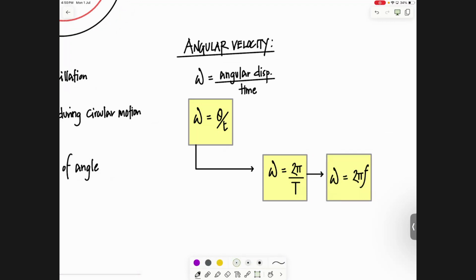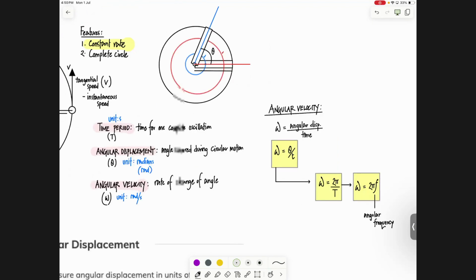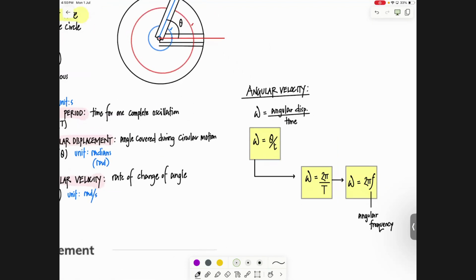This frequency is called angular frequency. Yeah, no, RPS, rotations per second. You said RPM, right? RPM is rotations per minute. A minute is not a standardized quantity.